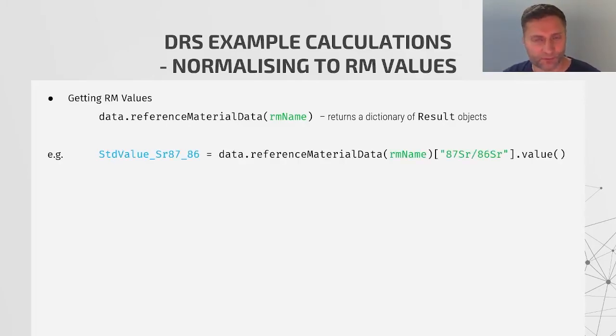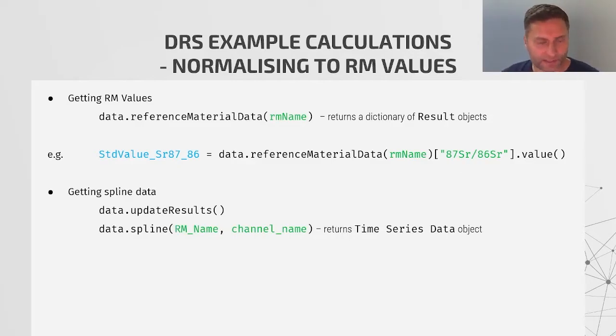So for example, if you wanted to get the 87 strontium to 86 strontium ratio from your reference material, you would pass the reference material name, which returns the dictionary. Then we would tell it the name of the key that we want. That would return the result for that. And then to get the actual value, we'd call the value function. So these parts here are required to actually get the value. If we had instead .uncertainty after that, that would return the uncertainty of this result here.